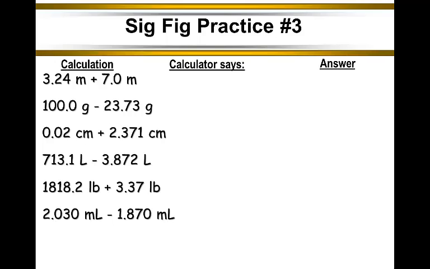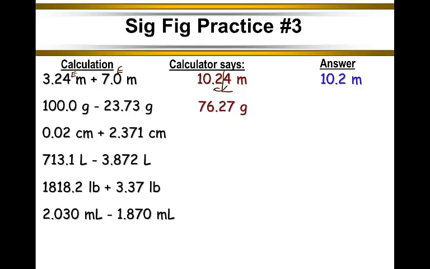Okay, so let's take a look at the first one, 3.24 and 7.0. Your calculator will say 10.24. You always should say, do I need to write this whole number? Now, you're adding and subtracting. You've got 3.24, which goes to the 100th. You've got 7.0, which goes to the 10th. So your answer cannot go further than the 10th spot. So we record 10.2.